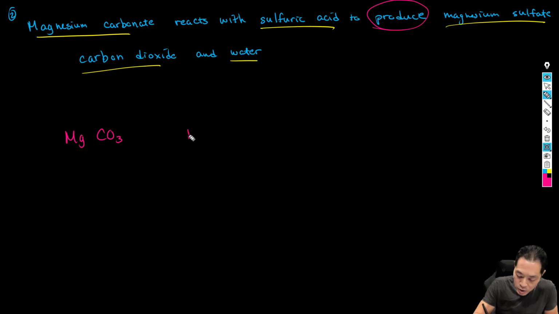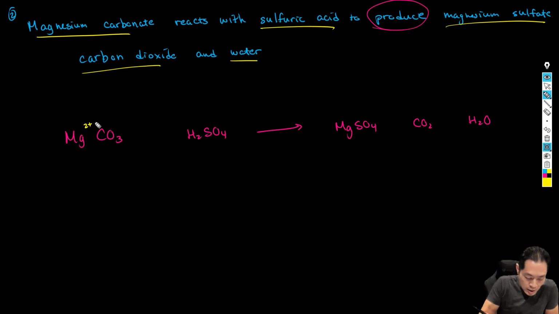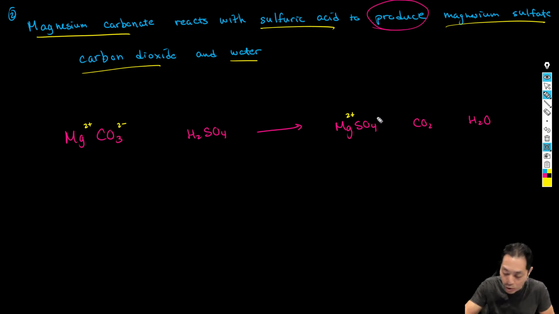Then you have sulfuric acid, which is H2SO4. And then you have my arrow and magnesium sulfate. And then I have carbon dioxide, CO2, and then water, H2O. Okay, now is my time to worry about my charge. So magnesium is 2 plus, carbonate is 2 minus, SO4 is already done, Mg is 2 plus, SO4 is 2 minus, and then these are not ionic compounds, they're actually covalent. So here it is, and they're already balanced, 2, 2, 2, 2.